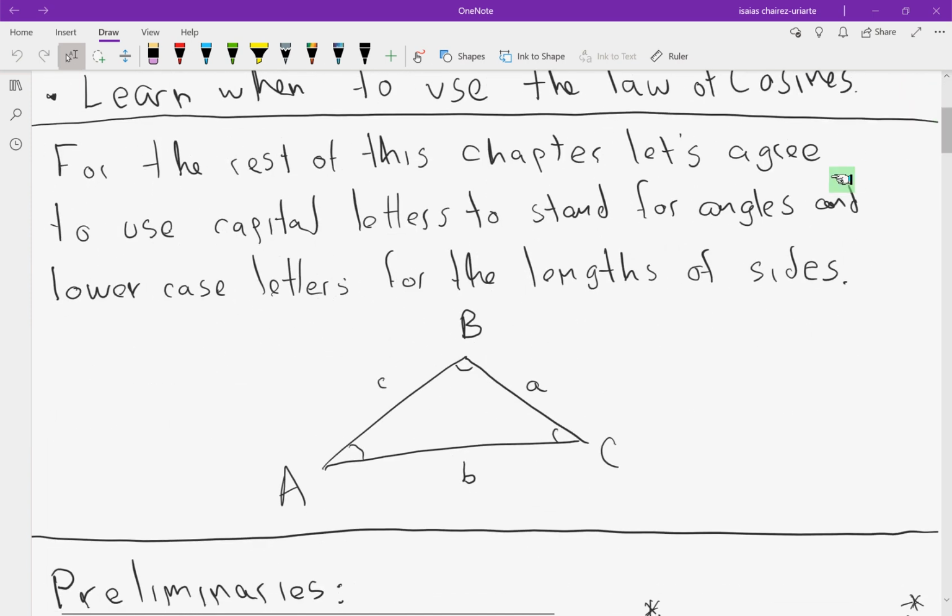All right, so for the remainder of these two sections, and actually for the rest of this chapter, let's agree to use capital letters to stand for angles and lowercase letters to stand for the side lengths. For example, this is my angle C. Opposite angle C, I have side length lowercase c.